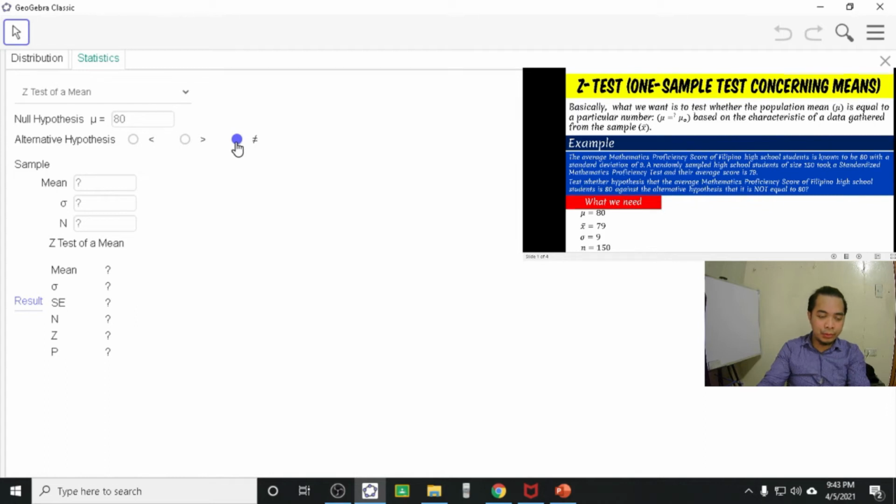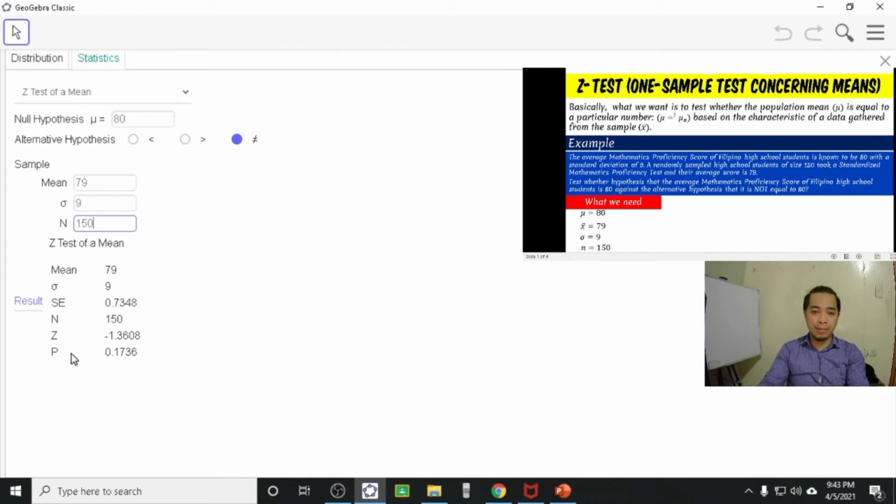So we leave it this way. We use a two-tailed test. And then the information coming from our sample: the mean is 79, and the standard deviation, also given in the problem, is 9, and our sample size is 150. So we are done. We have the results here. Now, there are lots of numbers here, but the most important result, because this is what we use to solve the problem, is actually the last number.